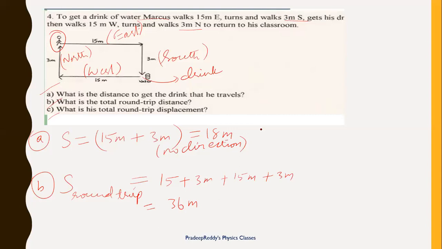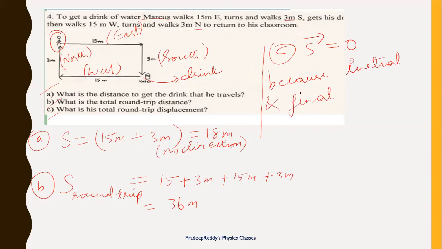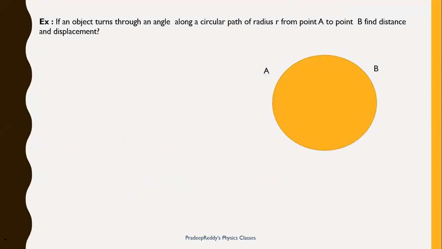And last, in C, what you are supposed to calculate? What is the total round trip displacement? So displacement is equal to 0 because initial and final positions are the same. Initial and final positions are the same. That is the reason why displacement will be equal to 0.